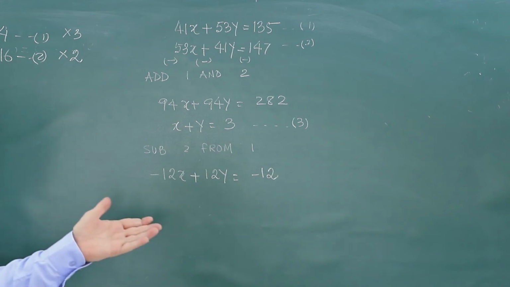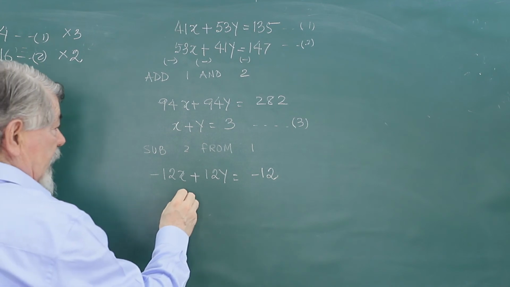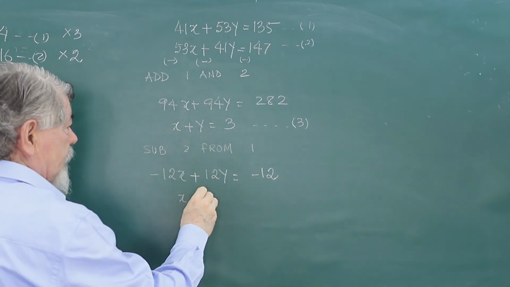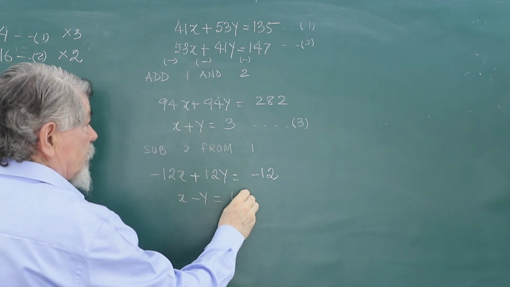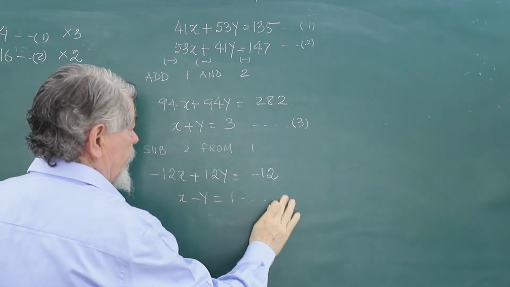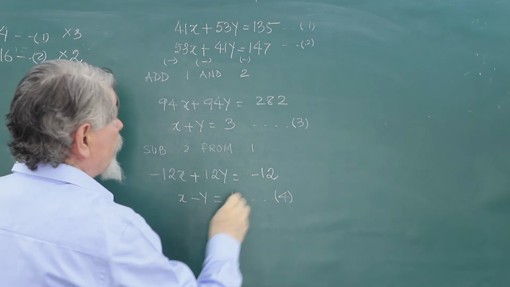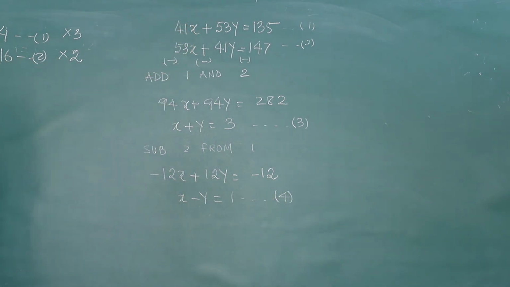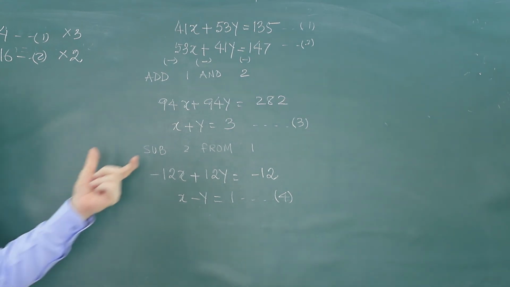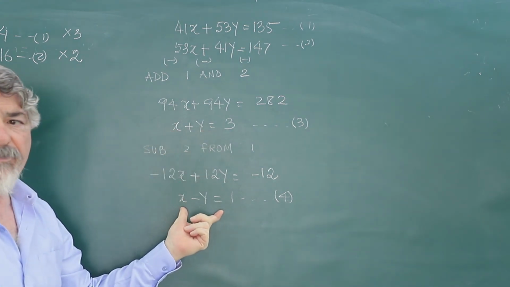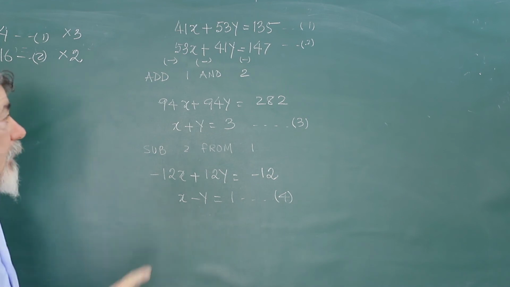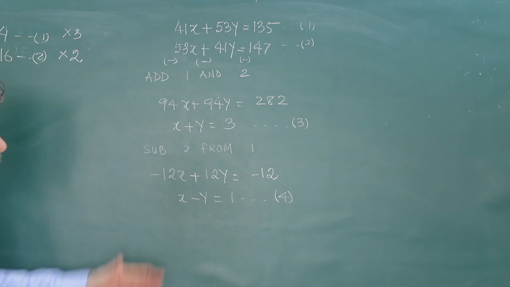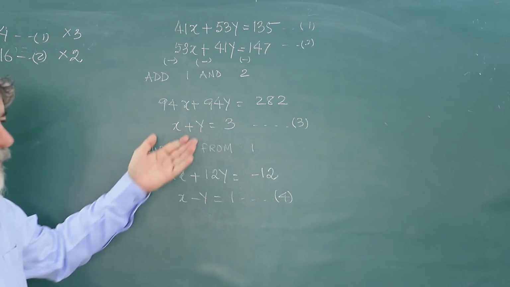Now I can divide the complete equation by 12. Or you can divide it even by minus 12. You will get x minus y is equal to 1. Equation 4. Now from these two equations with bigger coefficients, I have converted them to simpler equations with very simple coefficients, like x minus y is equal to 1, x plus y is equal to 3, and it's very simple to solve these equations now.